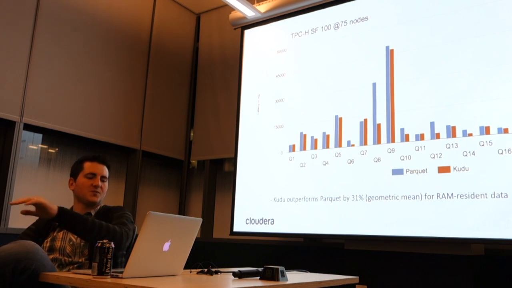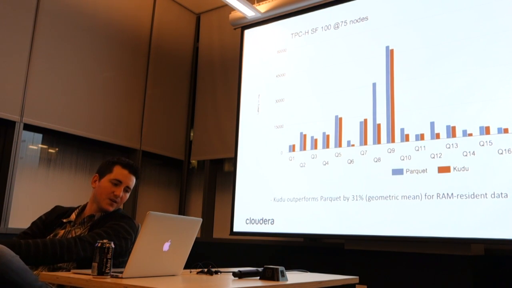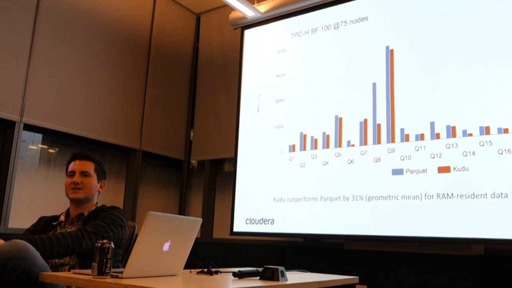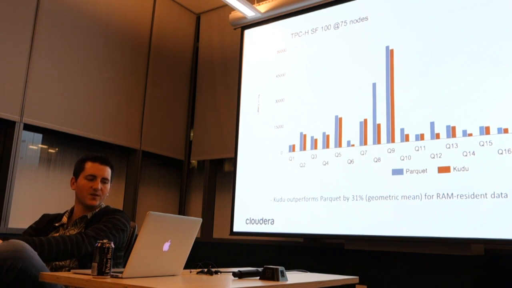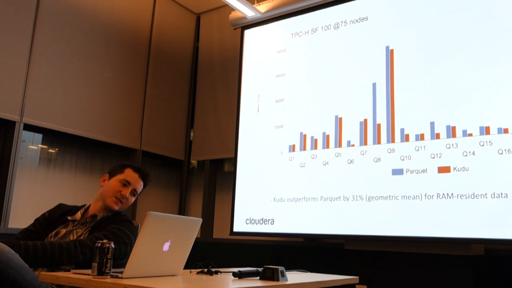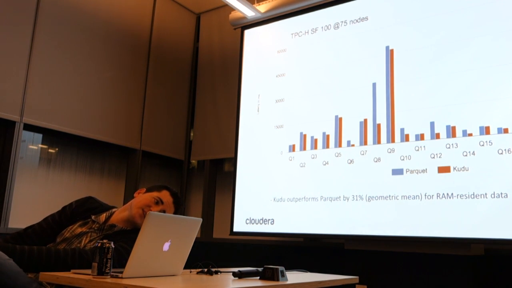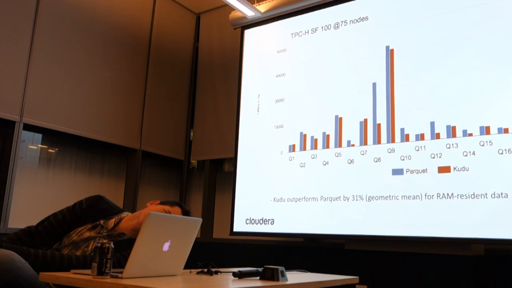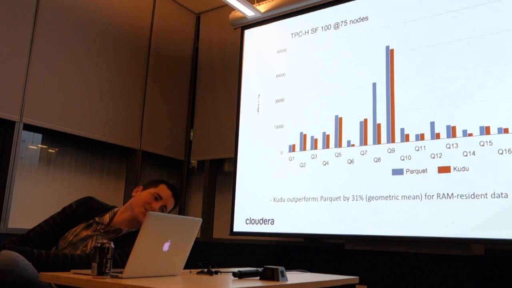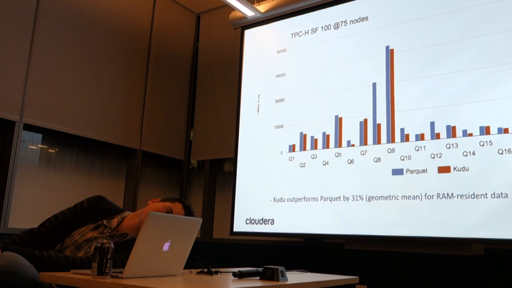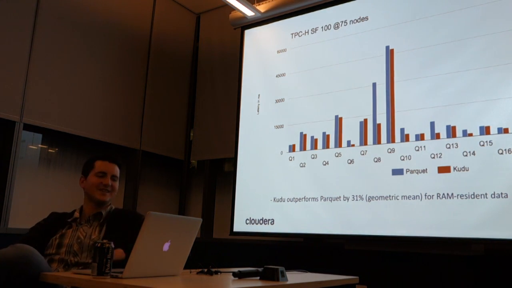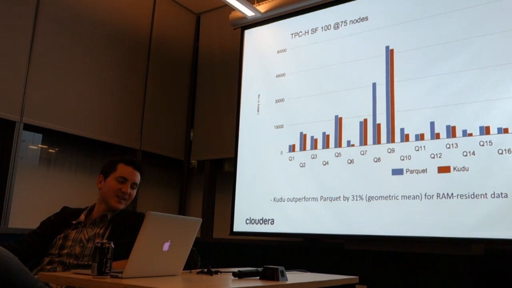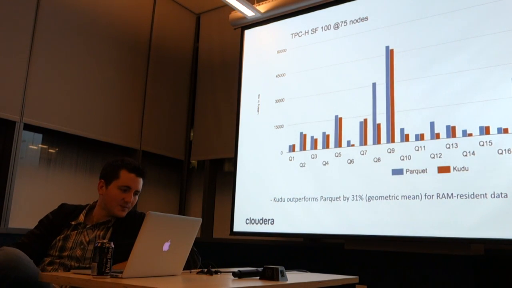So these are the results we got. On the x-axis, it's the query. And the two colors, blue is Parquet, orange is Kudu. On the y-axis, you have the latency. There's a spelling mistake, it's not milliseconds. Anyway, it's in milliseconds, so it goes up to 45 seconds.